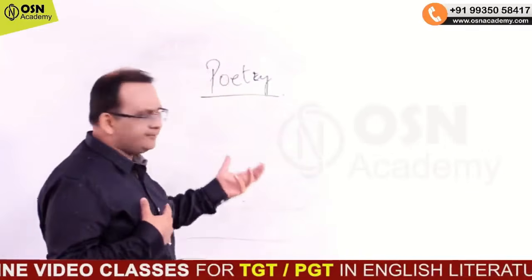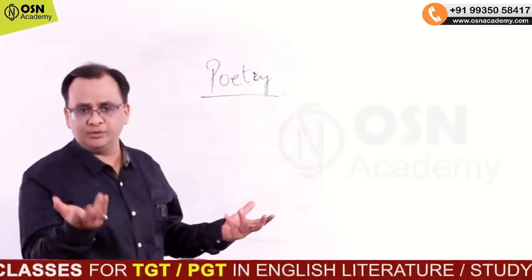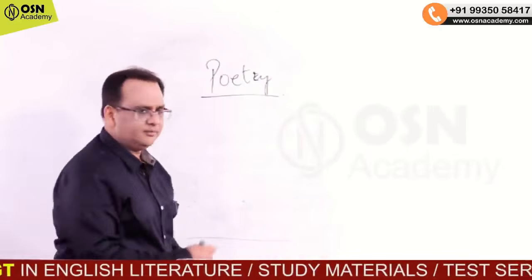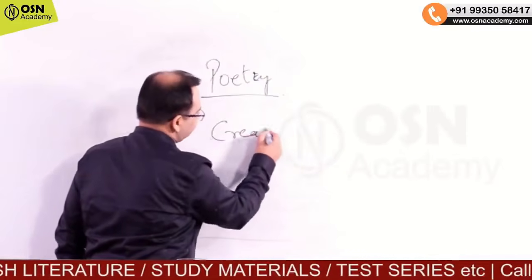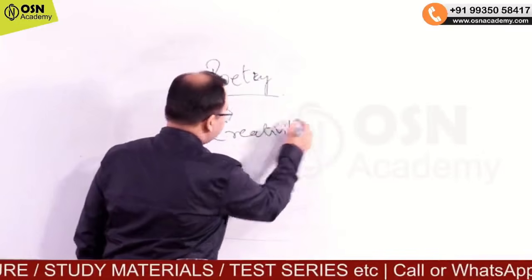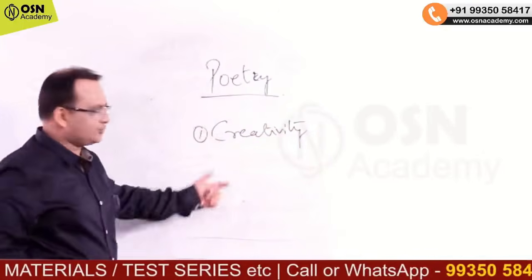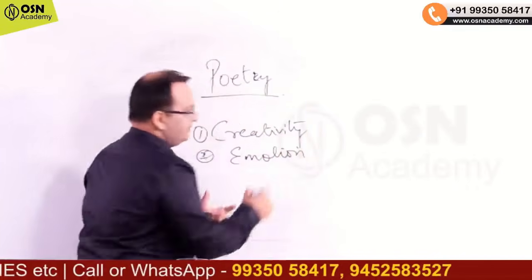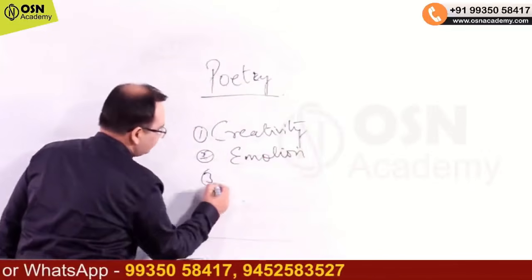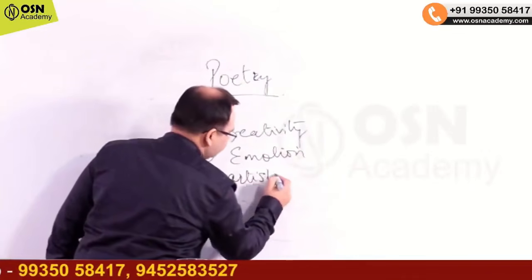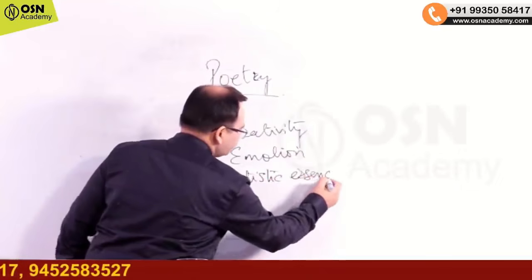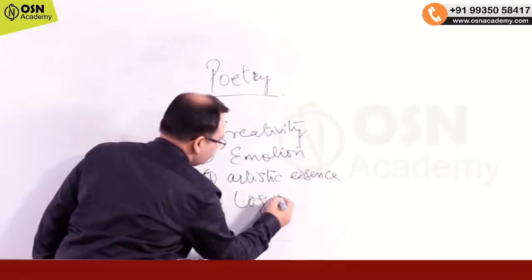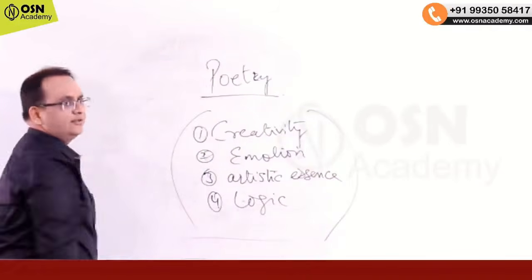And poetry, to write poetry is not a joke. Everybody cannot write poetry. Why cannot everybody? Because it requires creativity. हमारे अंदर creativity होनी चाहिए तभी हम poetry लिख सकते हैं. We should have creativity, we should have emotion also, and we should have artistic essence, कलात्मक, and even logic. So these are the things which are needed to write poetry.